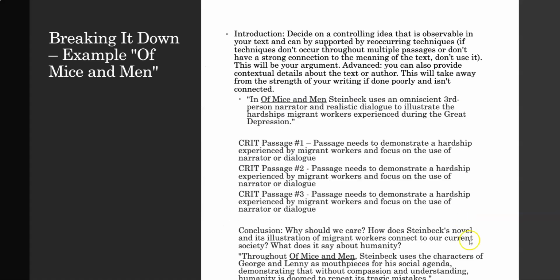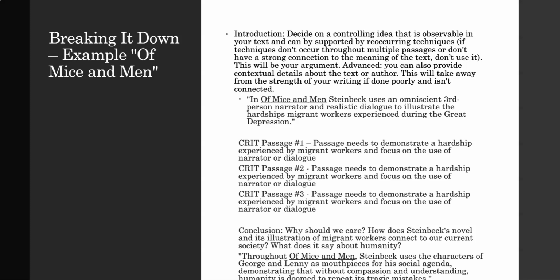So I apologize, this is a pretty large portion of text. Once again, I'm going to post the PowerPoint so it'll be available for you. But I just wanted to break down how the crit process could be extrapolated or morphed into a much larger essay. So you'll see here at the top, of course, as you all know, an introduction is extremely important.